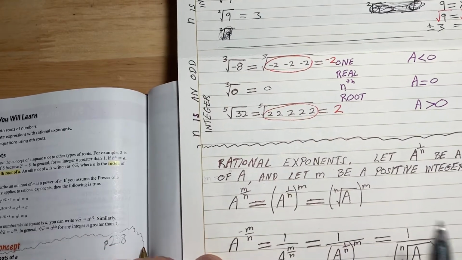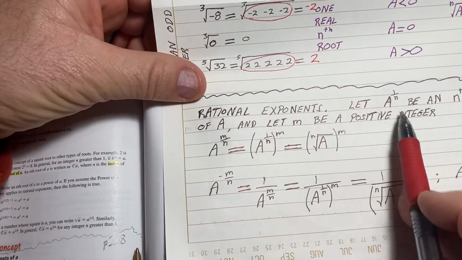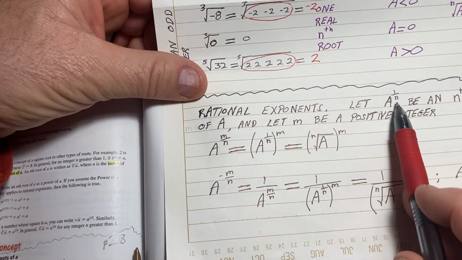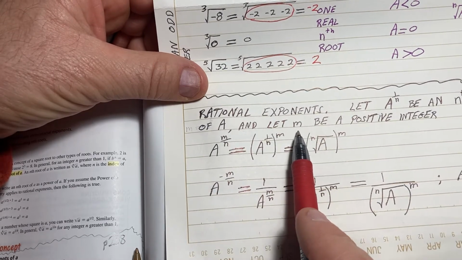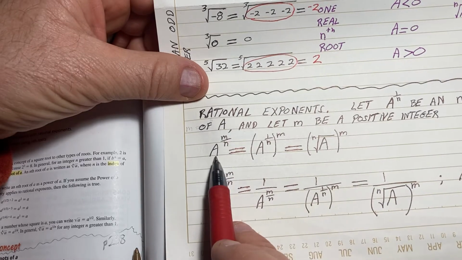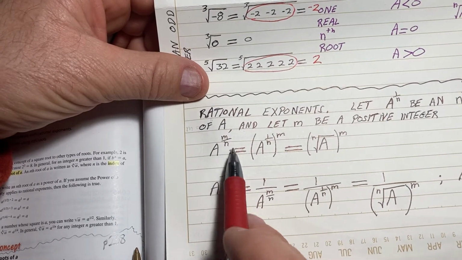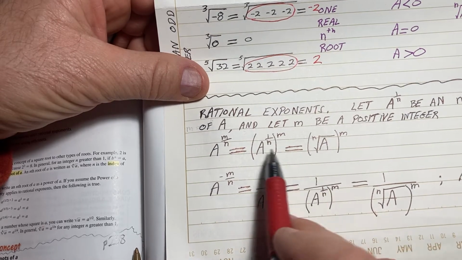And here are some rational expressions, rational exponents. Let a to the power of 1 over n be an nth root of a, and let m, the letter m, be a positive integer. Then you're going to get this. So a to the power of m divided by n, you can write it this way. You can also write it this way. It's just different ways of writing it.